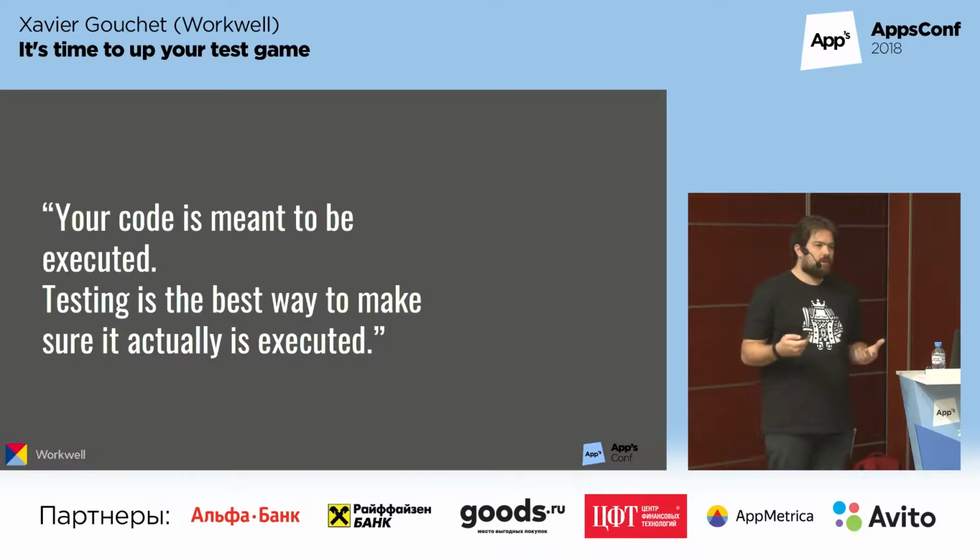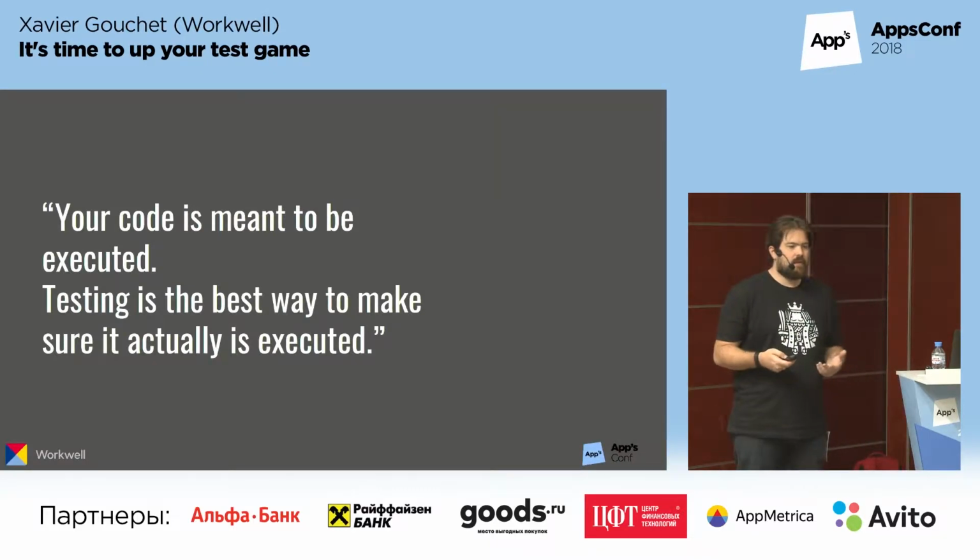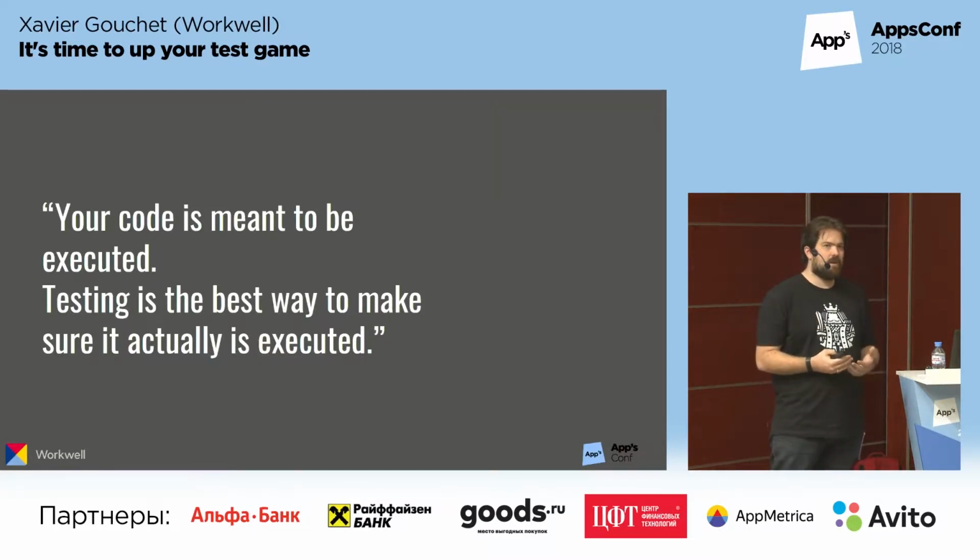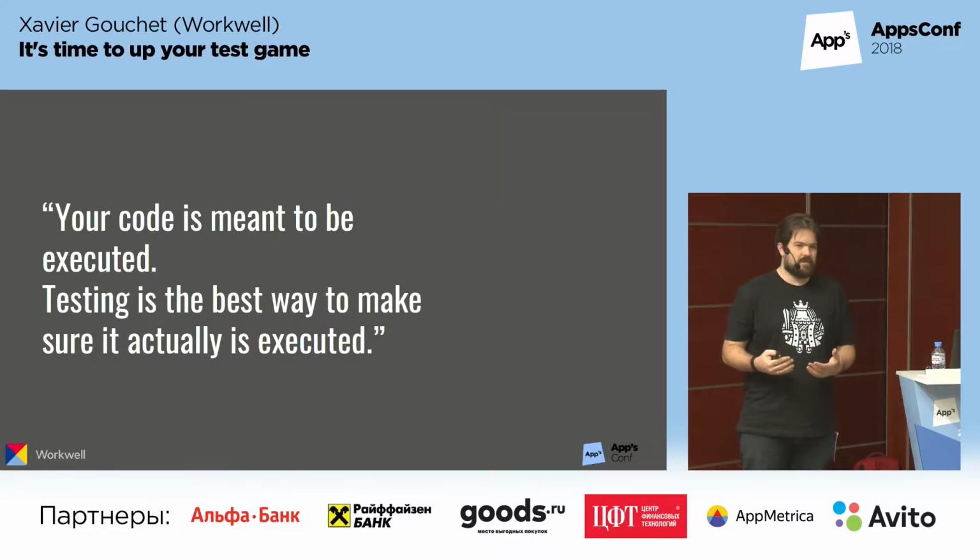Because the goal of your code is to be executed. And there are only two ways to do that. Either it's executed on your users' devices, or it's going to be executed in the test. And testing is the best way and the fastest way to make sure that the code is executed fully.